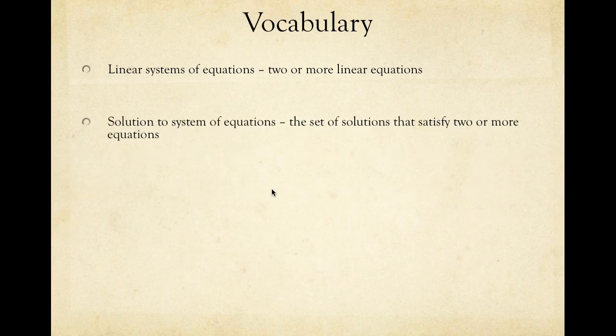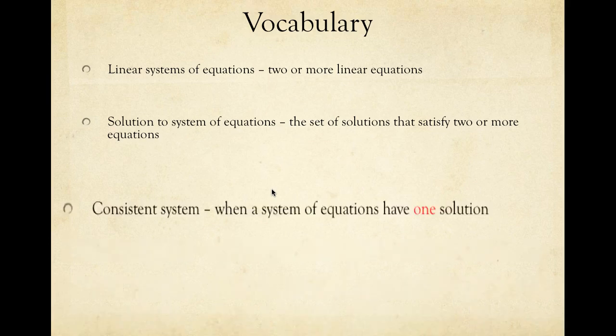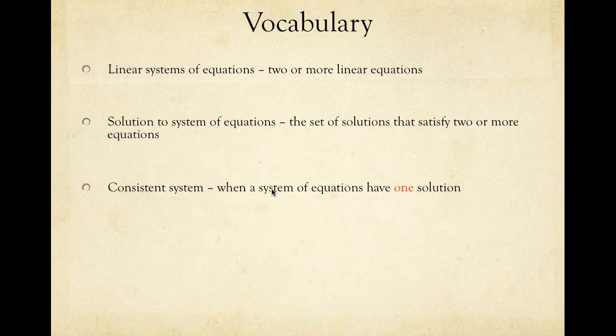Solution to a system of equations. This is just a set of solutions that satisfy 2 or more equations. A consistent system. That's a system that only has one solution. So when a system of equations only has one solution.